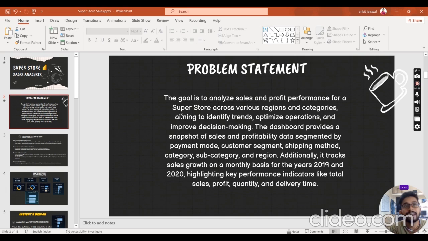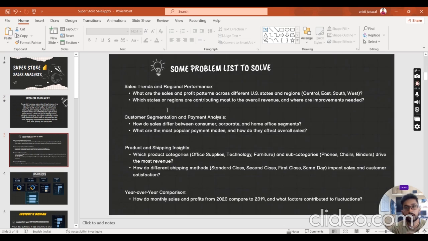So we need to analyze which regions are performing very well, where the sales are maximum, and we also need to find various KPIs for this particular data set. The dashboard provides a snapshot of sales and profitability segmented by payment mode, customer segment, and shipping method, like which shipping method is generating more revenue for this store. These are the basic business problems that we are going to solve: sales trends and regional performance, customer segmentation and payment analysis.